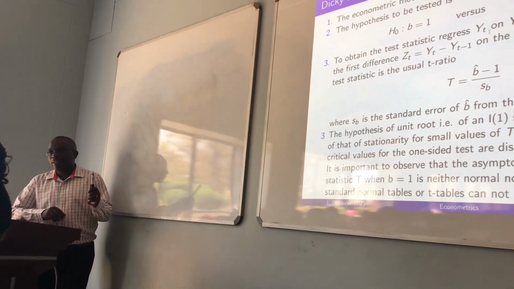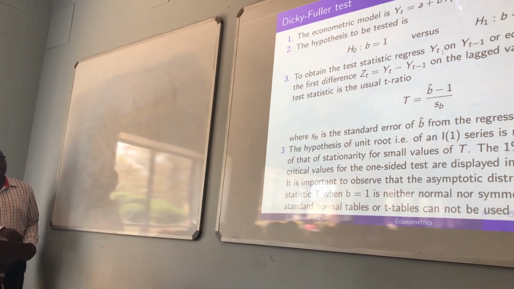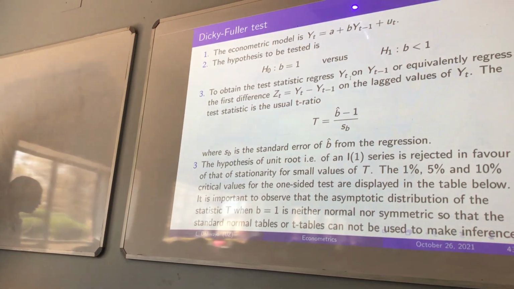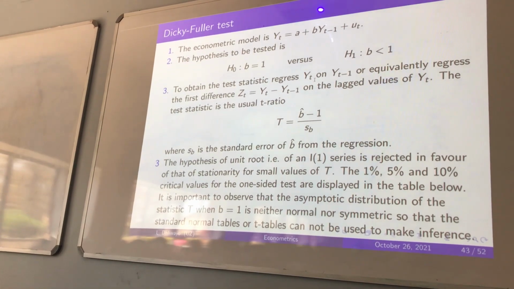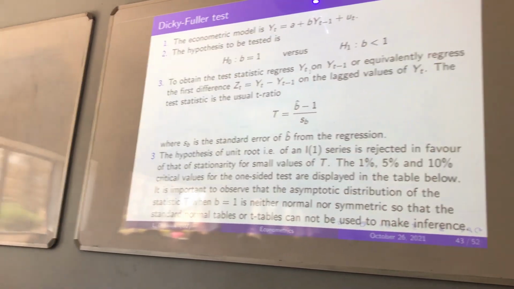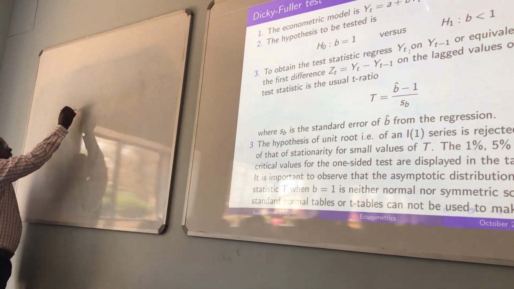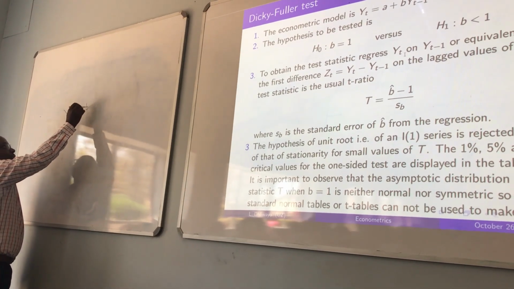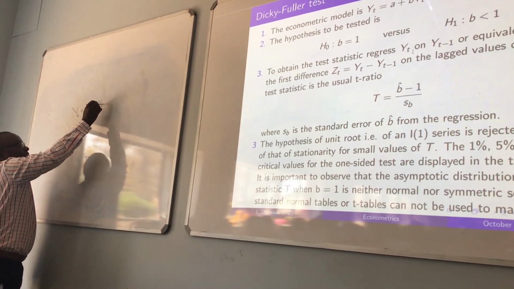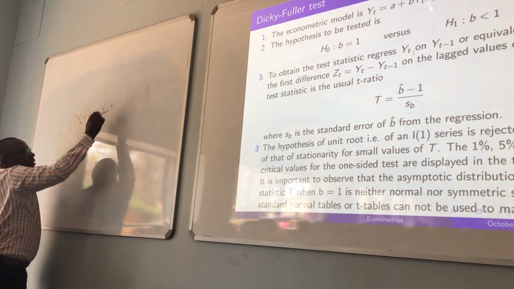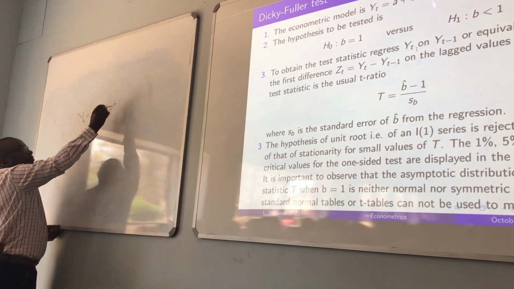I don't have to write everything down. We see it. The econometric model is yt equal to a plus b yt minus 1 plus the error term ut. Let me write it, because I have someone erasing: a plus b yt minus 1 plus the error term ut.